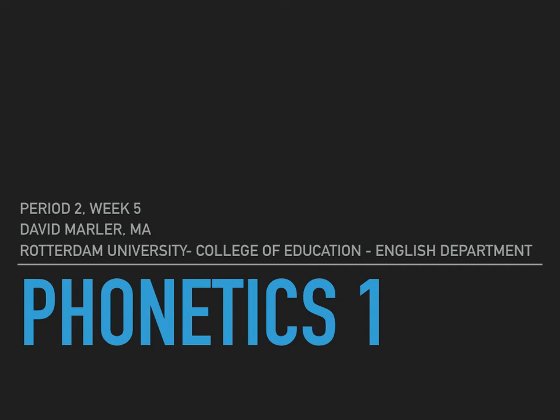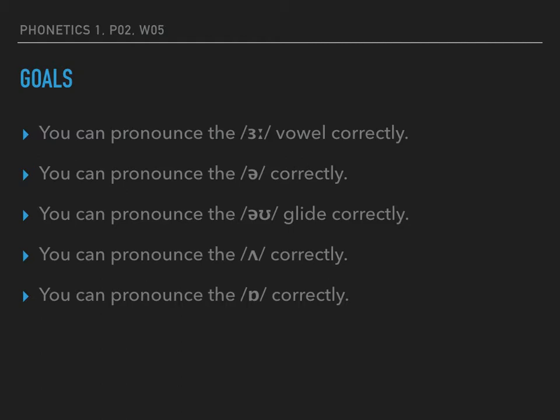Hello, I'm David Marler, and this week we're going to be talking about some of the difficult vowels that you need to learn when learning how to speak with RP. We're going to be looking today at the nurse vowel, the schwa, the O glide, the ow noise, and the O noise. And we're going to start really quickly with a quick transcription.